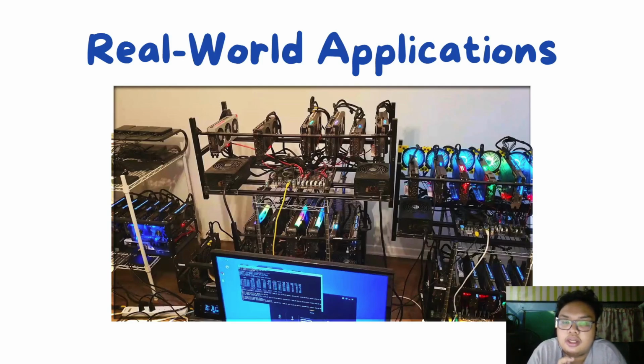Second one is artificial intelligence, or AI. GPUs accelerate AI training and inference, powering applications like self-driving cars and virtual assistants. Third one is scientific research. From simulating protein folding to predicting weather patterns, GPUs enable complex computations.